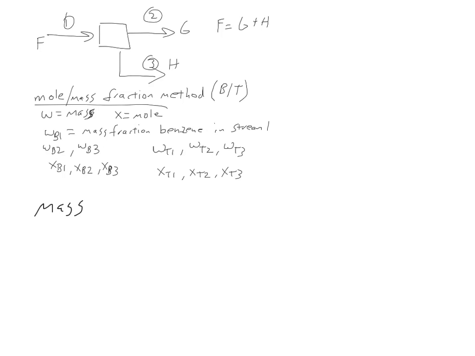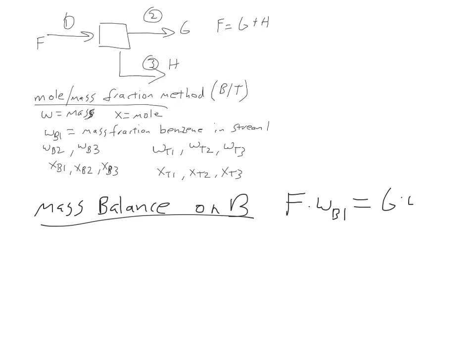And let's do a mass balance on B for the benzene. So in this case, F times WB1 is equal to G times WB2 plus H times WB3. So this is the mass balance on benzene.